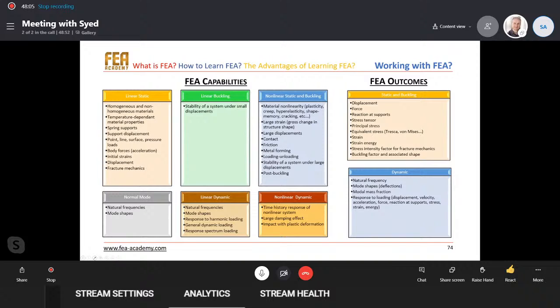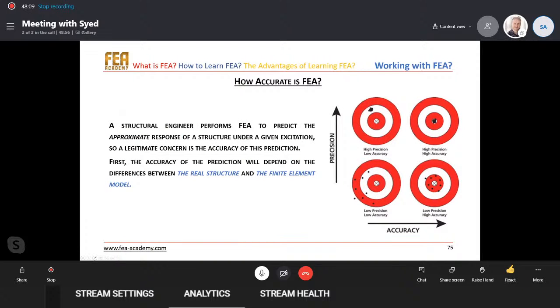So the question here, which is important to answer, is how accurate is FEA? Because as a structural engineer, you will perform finite element analysis to predict the approximate response of a structure under a given excitation. So a legitimate concern is the accuracy of the prediction. First, the accuracy of the prediction will depend on the differences between the real structure, the reality, and the finite element model.